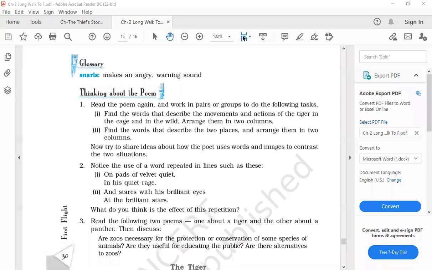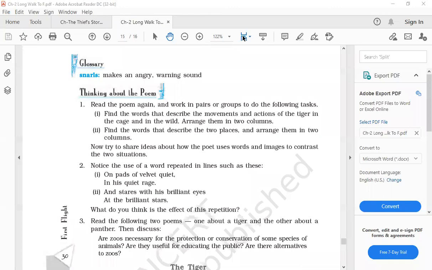The movement that is described by the poet in the cage is the stalks and a few steps taken by the tiger in cage. Yes. ignoring the visitors and stalking, and the movement described in the forest by the poet is that lurking and then snarling around houses. Yes. sliding. Mm-hmm. Terrorizing the villagers and hears and stares.